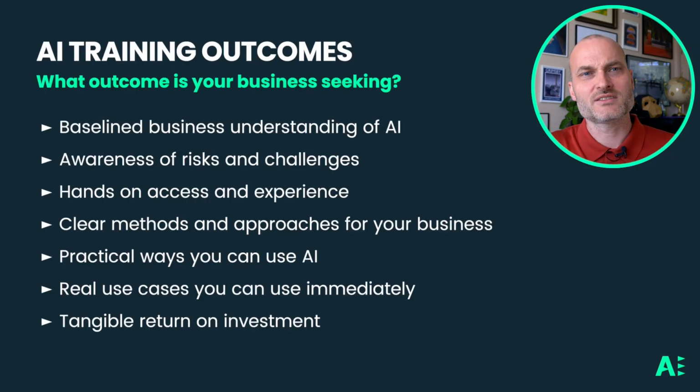So if you're a business thinking about AI, what sort of outcomes are you seeking? Ideally, these are the things that we are finding from talking to businesses. They want to have a baseline understanding of what AI is. Everyone's got different understandings at the moment, and there's not really a consistent view, so they want to get that consistent view. They want themselves and their businesses to understand what the risks and the challenges are, but also the opportunities. They want to get hands-on, they want to experience it, they want to test using it, and they want to get some clear methods and approaches that will work for their business that they can be consistent with.